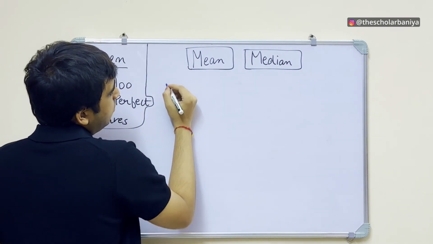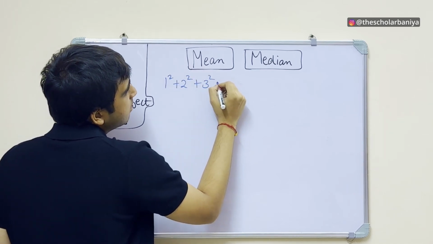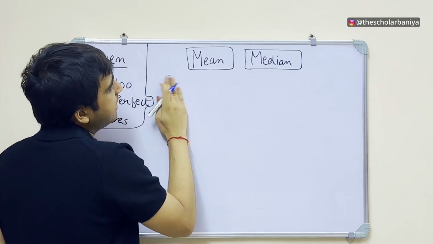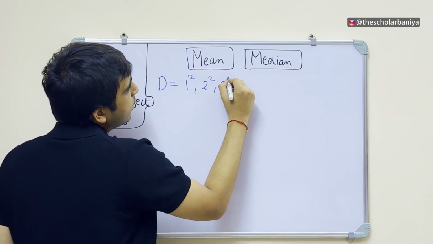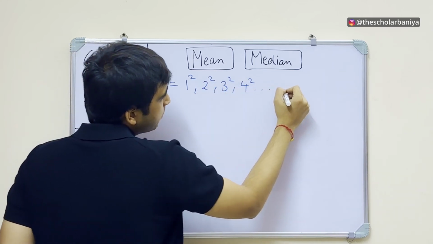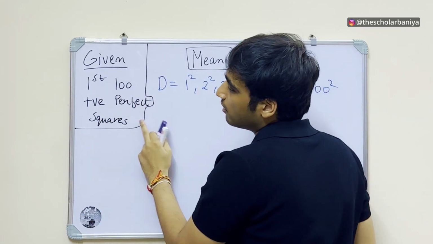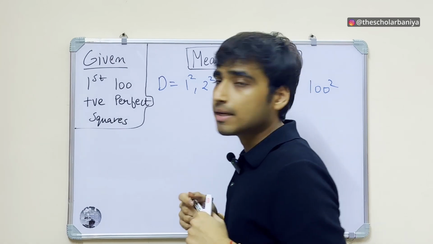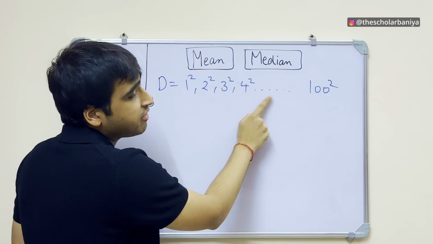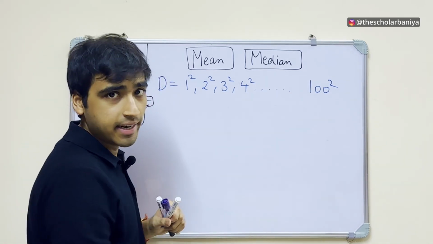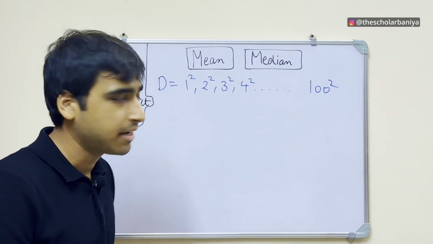So for example, 1 square plus 2 square plus 3 square, like the data set D will become what? 1 square, 2 square, 3 square, 4 square up to 100 square, right? First 100 positive perfect squares, right? So 1, 4, 9, 16, 25, 36, 49, and so on, right? So this is the data set and we have to compare the mean and the median, right?